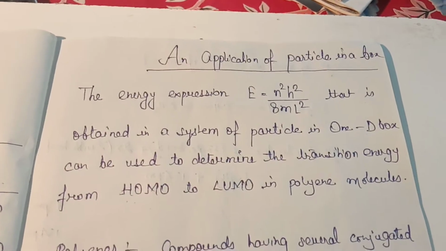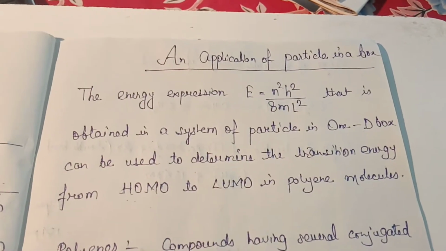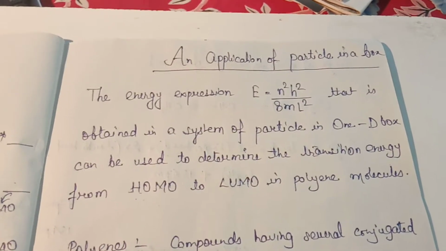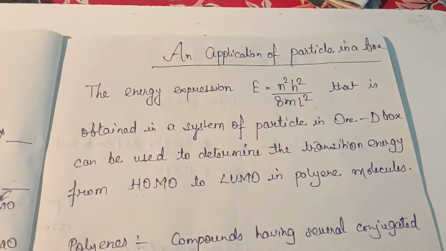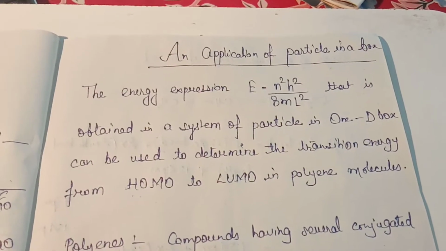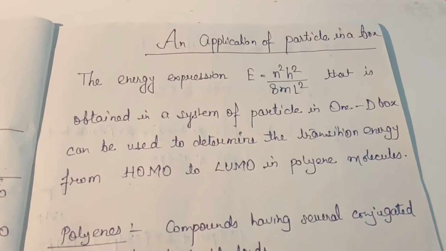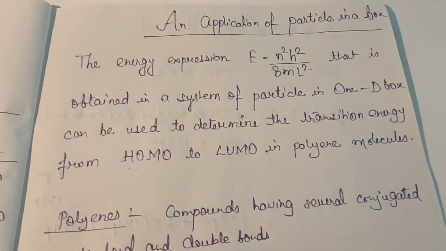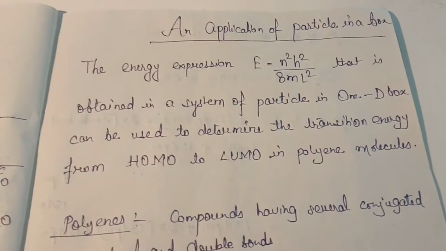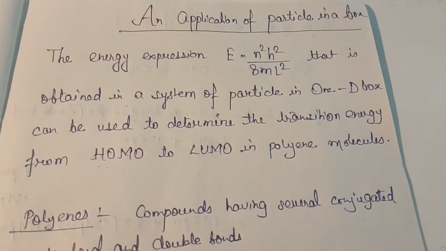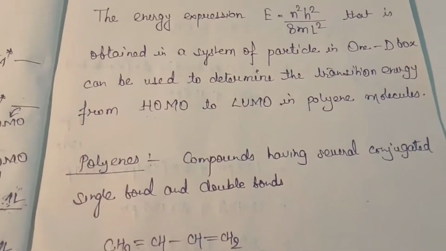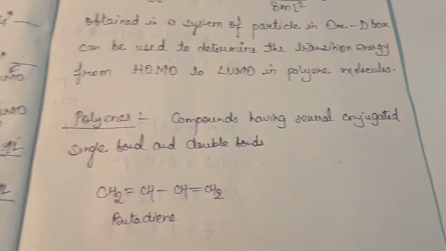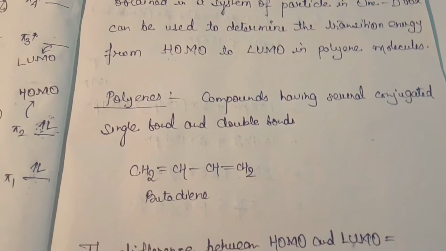We have seen the application of the Schrödinger equation as a particle in a 1D box. The expression of energy that we obtained for a particle in a one-dimensional box is further utilized to determine the energy of transition between HOMO, that is the highest occupied molecular orbital, and LUMO, that is the lowest unoccupied molecular orbital, in polyene molecules. Polyenes are all those molecules that contain several conjugated single bonds and double bonds.